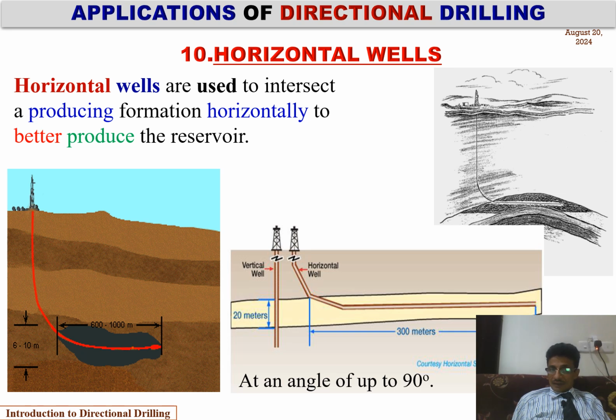Horizontal wells. Horizontal wells are used to intersect a producing formation horizontally to better produce the reservoir. If the thickness of the reservoir formation is small, we should think about drilling a horizontal well to get more hydrocarbon from the reservoir.